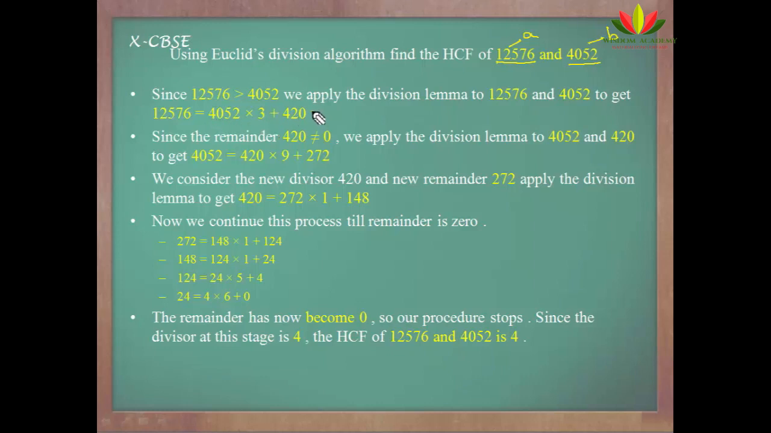So now I will check my remainder. My remainder is not equal to 0. So I will continue the same step for my divisor and remainder, that is 1052 is equal to 420 into 9, and once again I find the remainder which is not equal to 0. I will continue this step until my remainder becomes 0, and when the remainder is 0 I will see my divisor. This is the highest common factor for these two numbers.